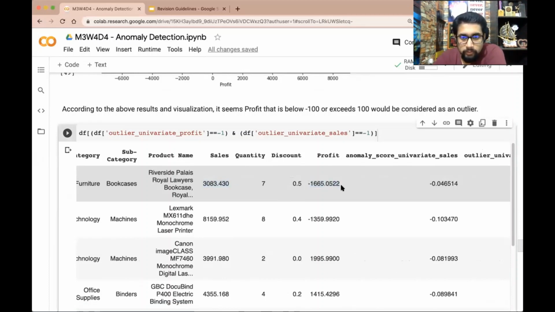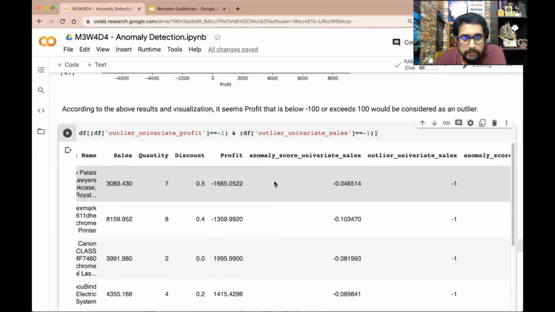So these are also anomalous cases. Okay, I just want you to think of it, right? An observation with a very high profit may not be an anomaly in the context of the domain, right? There can be an order which has a very high profit, or there can be an order which has a very high loss. Okay, similar goes in terms of sales as well, right? There can be an observation which has a very high sale price.